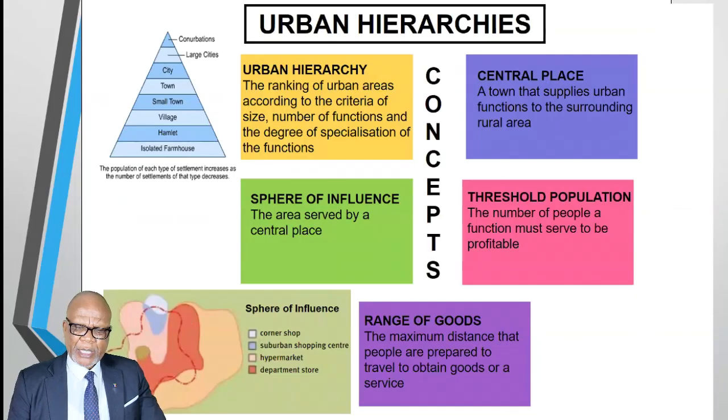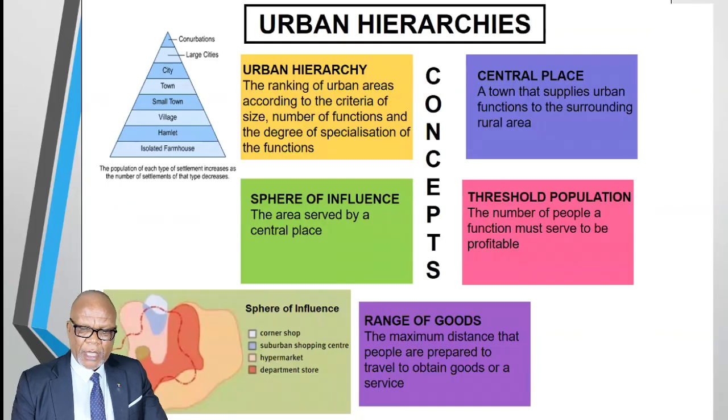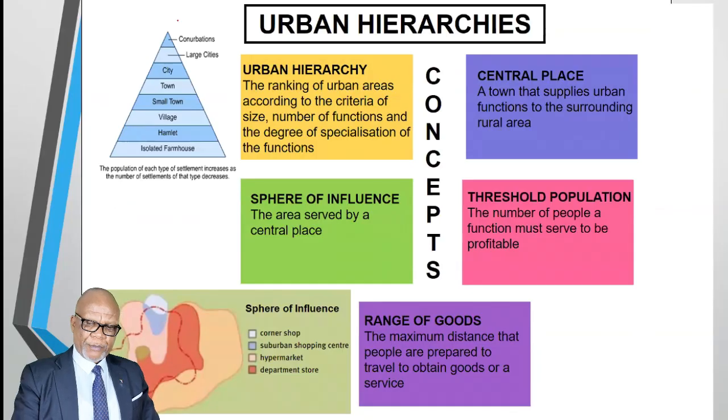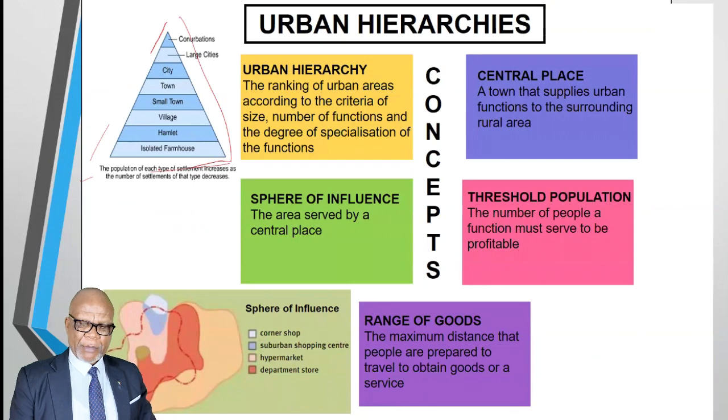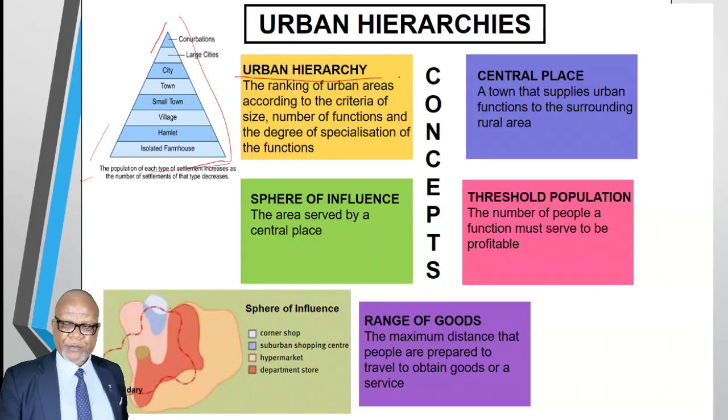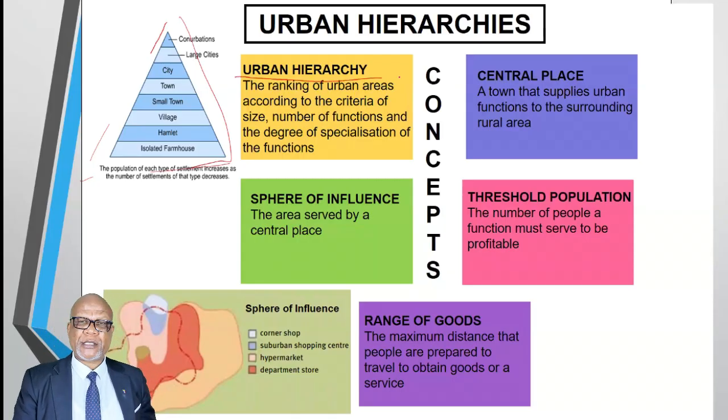Now, let's look at urban hierarchy, which comes from central place town. You say, what is a central place town? It's a town that provides urban functions to the surrounding rural area. And then we have what we call urban hierarchy. Urban hierarchy is the ranking of settlements according to size, from the smallest to the largest.